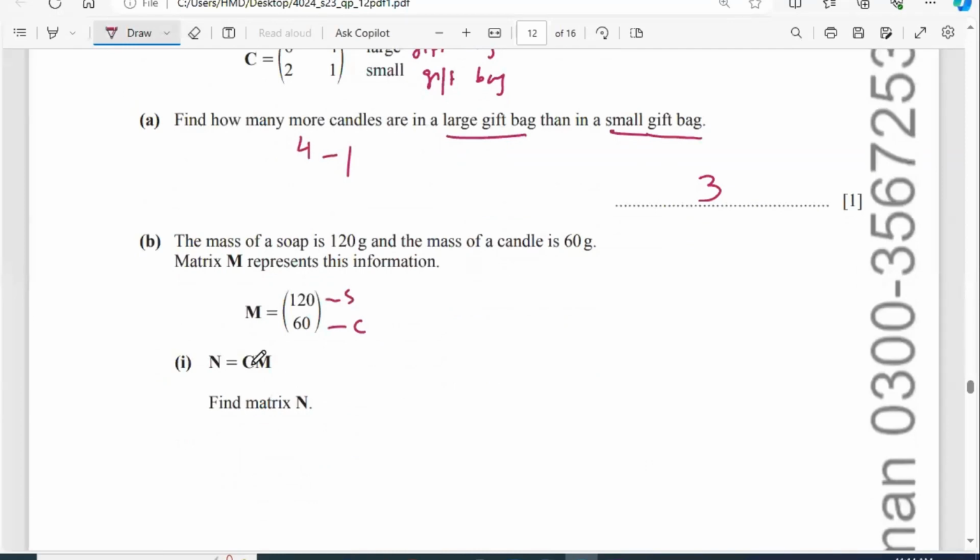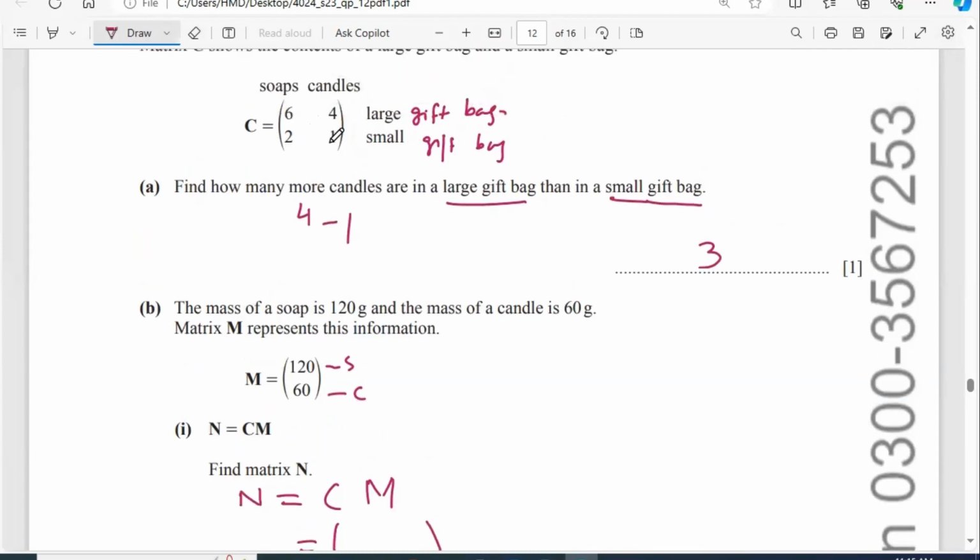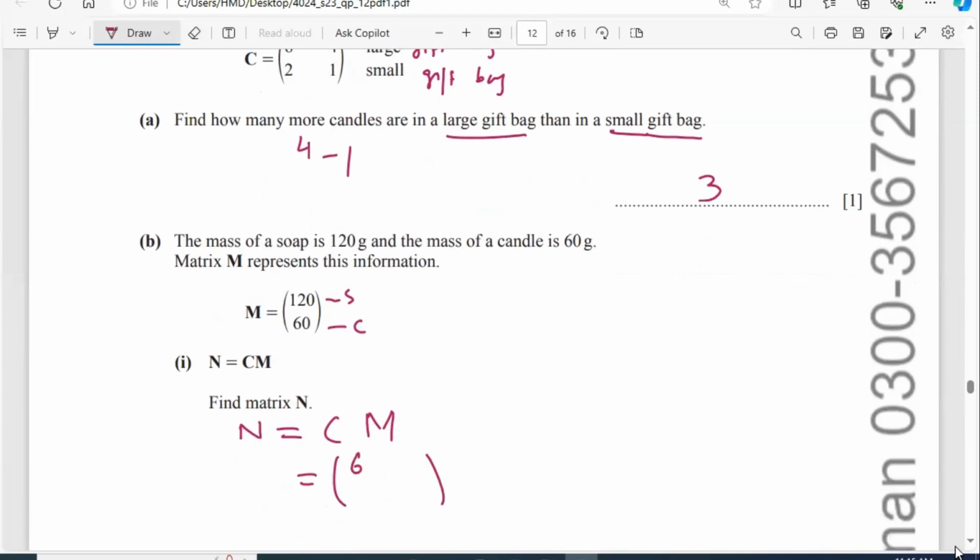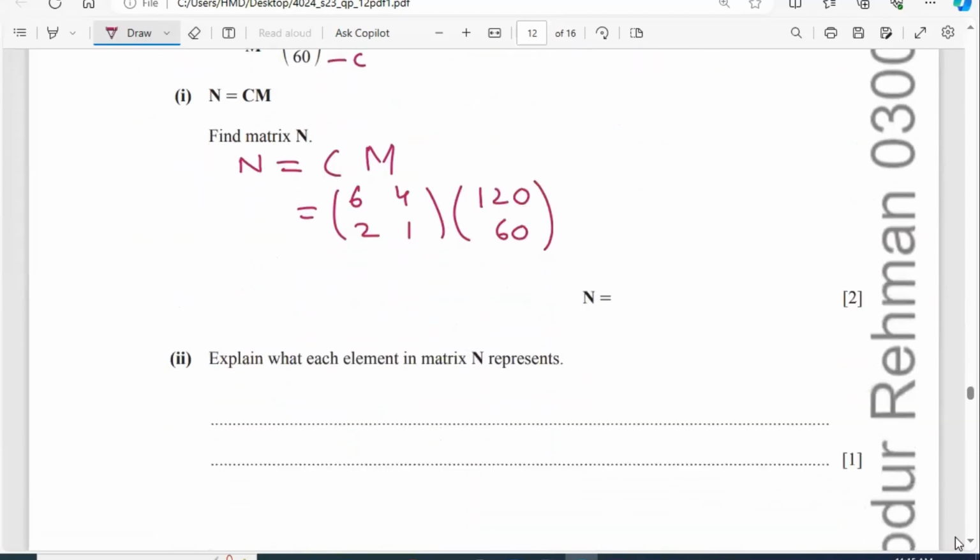N equals C multiplied by M, find the matrix N. The equation is given here. Put the matrices in the correct place. Look at matrix C. Matrix C is 6, 4, 2, 1. So I'm going to write 6, 4, 2, 1 here. Matrix M is 120, 60. So to find matrix N, find out the product.